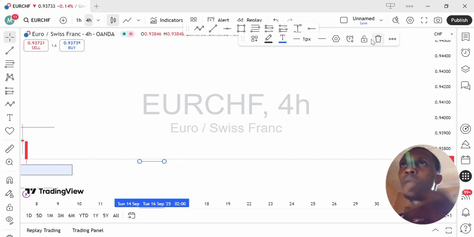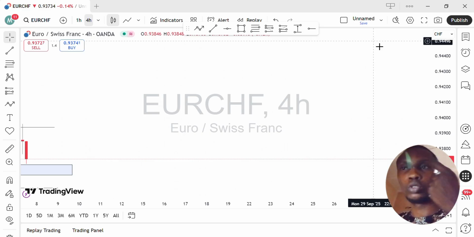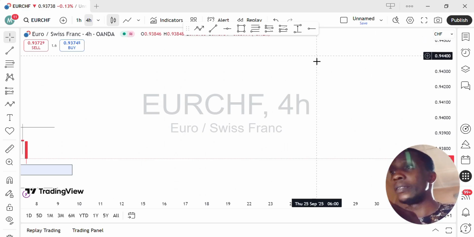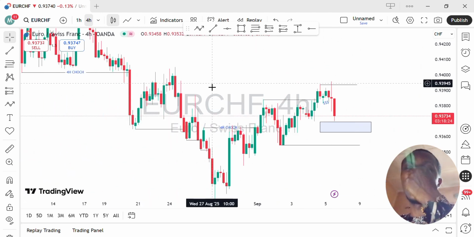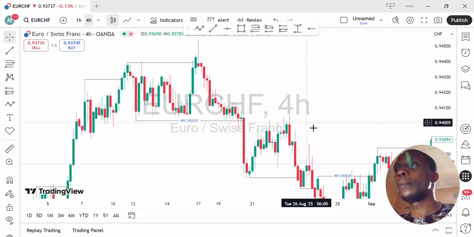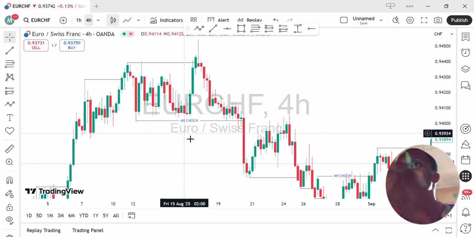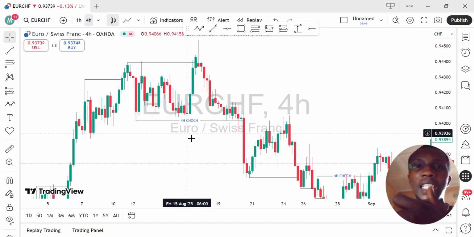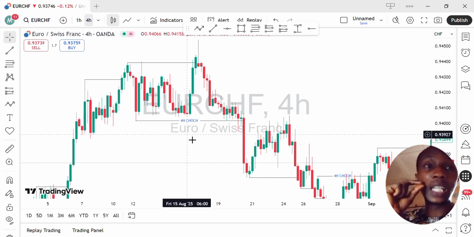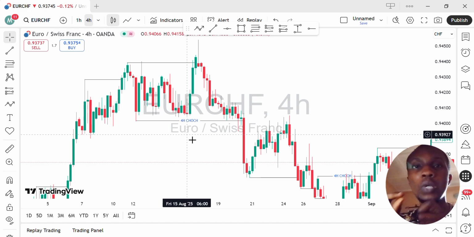Now, I have talked about structure mapping, whereby a break of structure is when a recent high is taken out with the body of a candle. If the recent high is not taken out with the body of a candle, that is a rejection right there. A break of structure is valid only when a candlestick breaks and closes above the previous high. That is when the break of structure is valid.